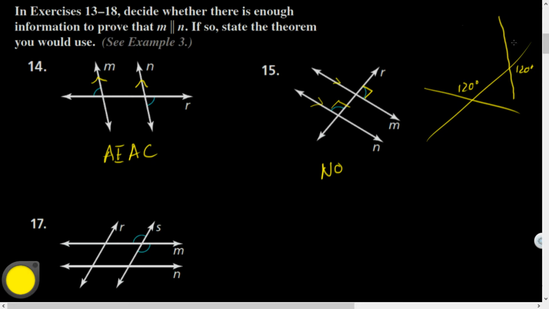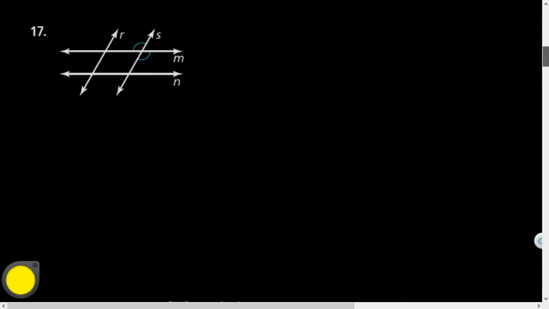All right, how about 17? Yeah, for m parallel to n. I mean, vertical angles are always congruent, and n could just be any old crazy line. There's nothing restricting n, so just no. We don't know a relationship between those corresponding intersections. So no, I'm leaving it at that.